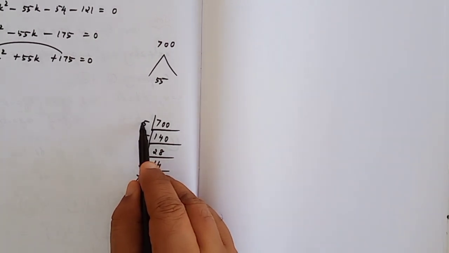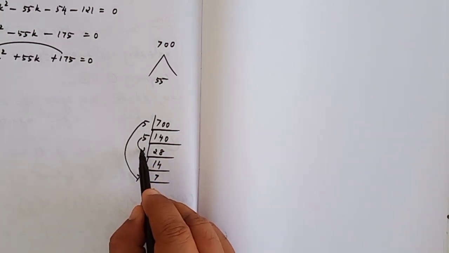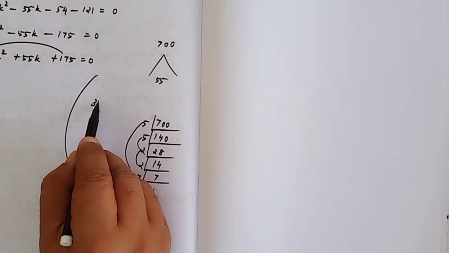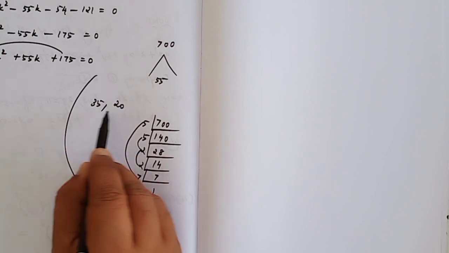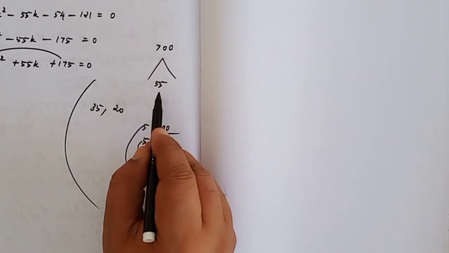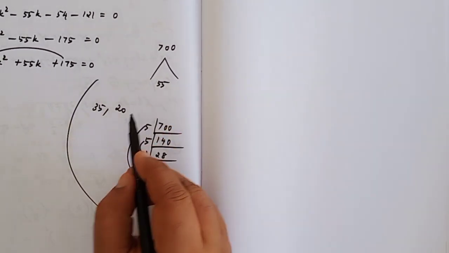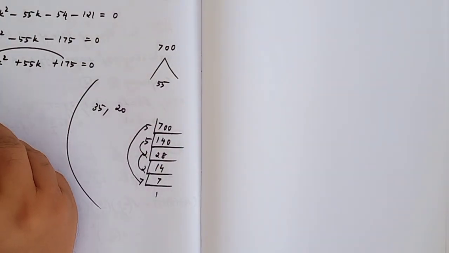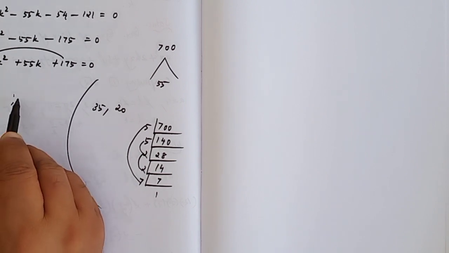So look at that, 5 7s are 35, and 5 2s are 10, 2 10s are 20. So 35 and 20. If you add the two numbers, you get 55. If you multiply the two numbers, you get 700. Since it is a quadratic equation, you can find the values of k directly.